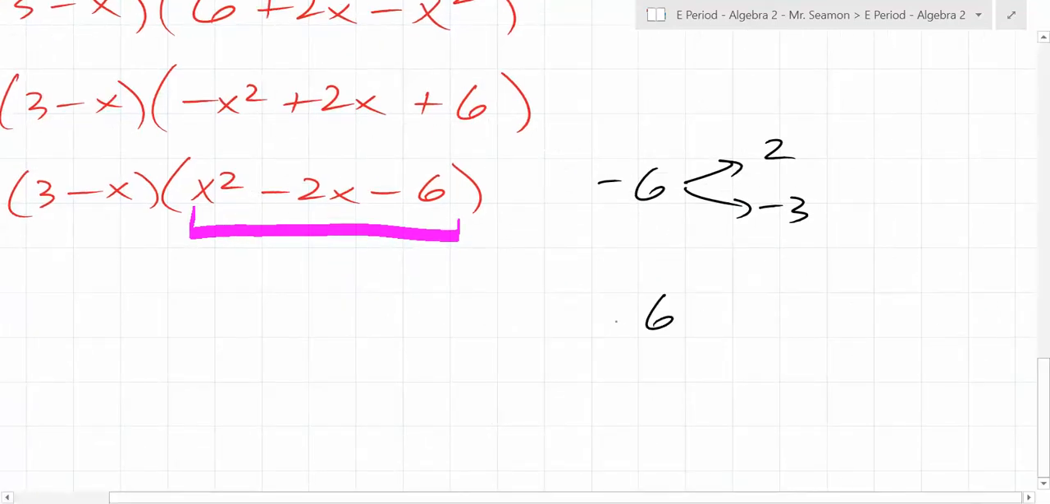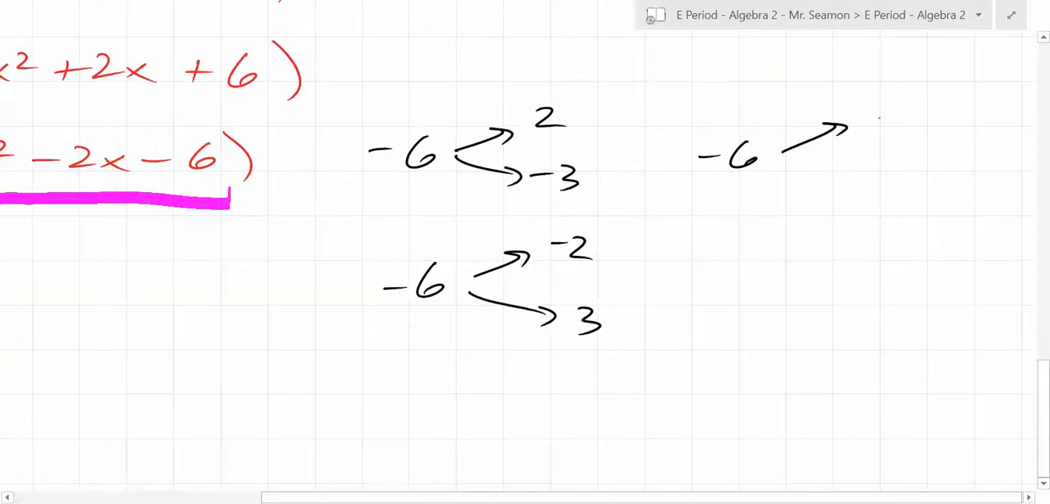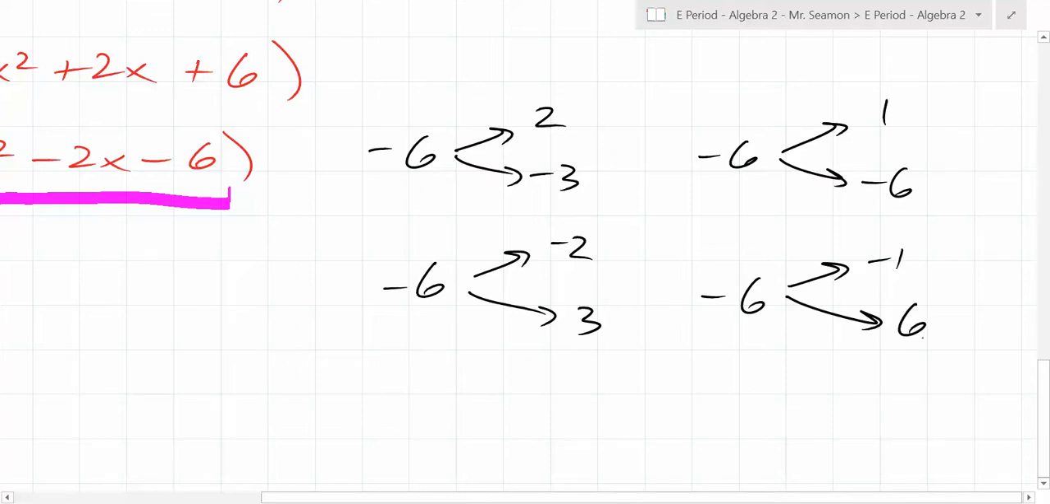What's another way to do that? You could do negative 2 and 3, right? What's another one? You could have 1 and negative 6, or you could have negative 1 and 6. Are there any other pairs? No. Do any of these add together? What is this? Negative 1. This adds together to get 1. This adds to get negative 5. And this adds together to get 5.